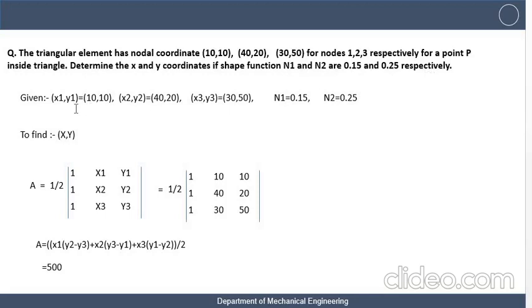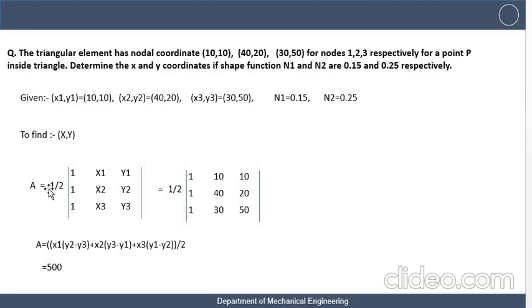In this problem there is no image or reference. The first, second and third points are represented with coordinates. So x1 y1 is equal to 10, 10, x2 y2 is equal to 40, 20, x3 y3 is equal to 30, 50, n1 is equal to 0.15, n2 is equal to 0.25. So you have to find the x and y coordinate of the interior point P.